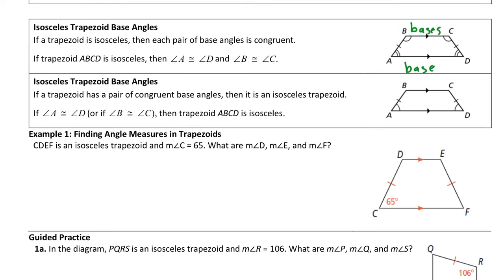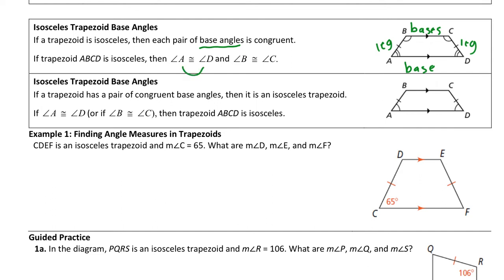So the bases of a trapezoid are parallel. The non-parallel sides of a trapezoid are called the legs. So AB and DC are legs, all right? The legs of an isosceles trapezoid are congruent, just like the legs of an isosceles triangle are also congruent. So that's one feature of an isosceles trapezoid, that the legs are congruent. Also, the base angles are congruent. The base angles are the angles that make up the bases.